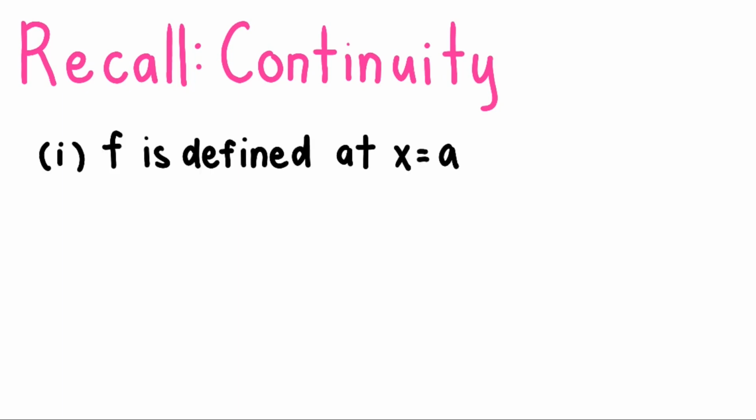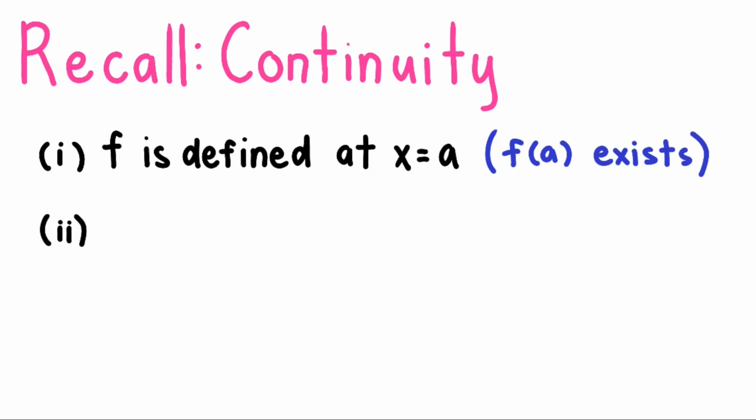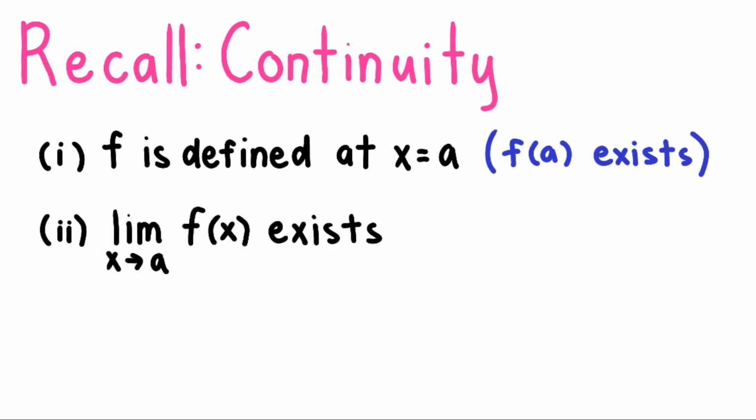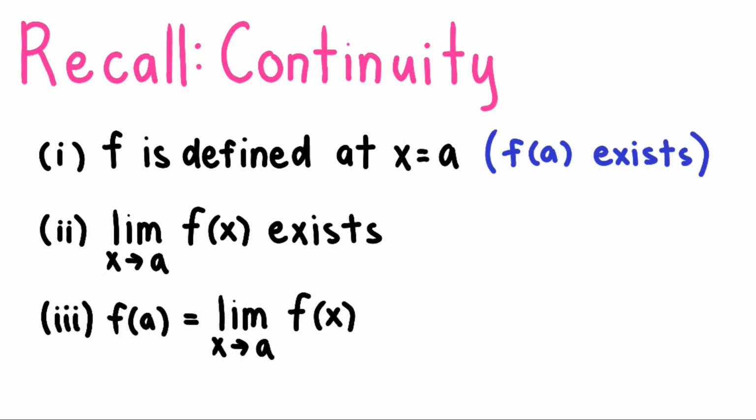Hello there. Recall that in a previous video, we learned about continuity at a point. To determine if a function f is continuous at a point, say a, we check if: 1. f is defined at the point a, that is, f of a exists. 2. The limit at that point exists. And 3. These two are equal.